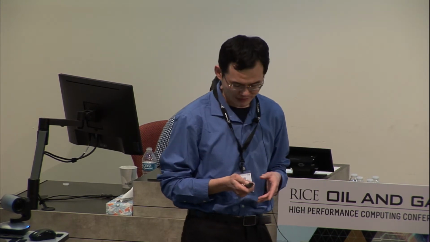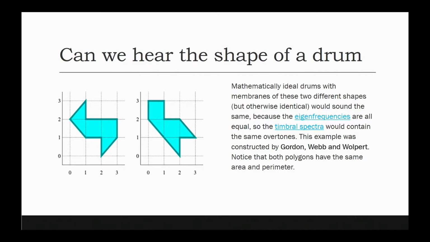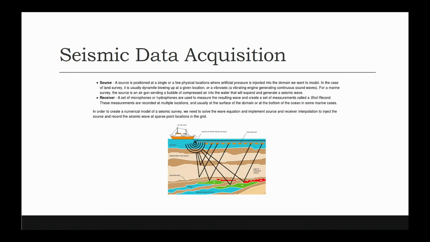So first, let's start with this question. Can we hear the shape of a drum? The answer is no. In 1992, 3 mathematicians constructed an example such that 2 drums with different shapes sound exactly the same. That's actually the nature of the inversion problem. The solution is not unique, even for the simple 2D case. And you can imagine how challenging it is to solve for the 3D case.